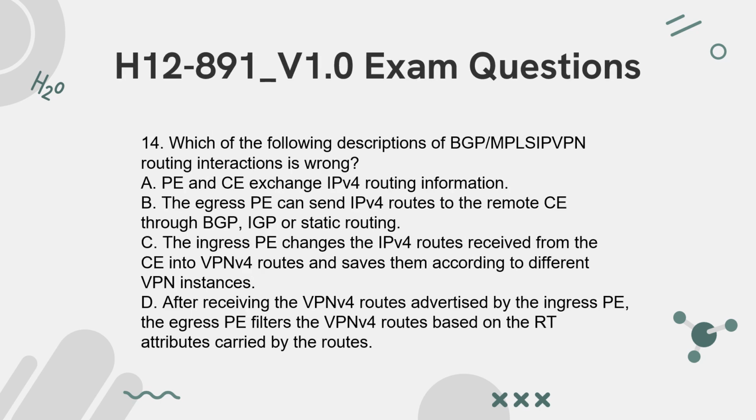Which of the following descriptions of BGP, MPLS IPVPN routing interactions is wrong?